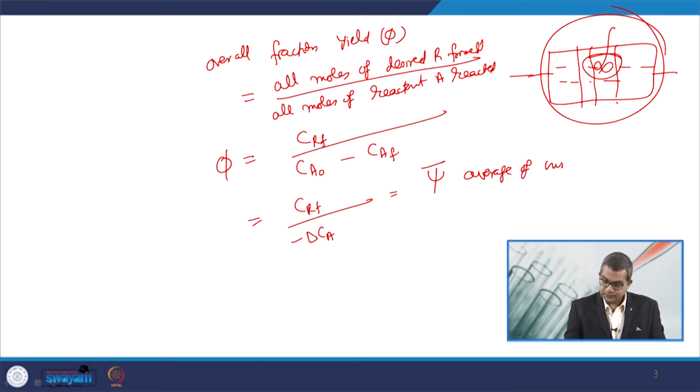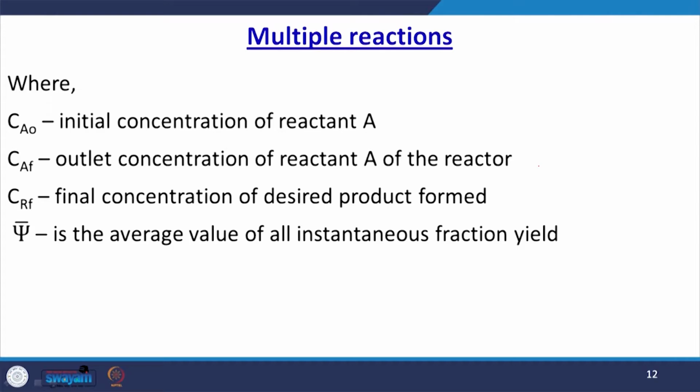and sometimes it may represent the average of instantaneous fractional yield psi. Now, here Ca naught is the initial concentration of reactant A, CAF is the outlet concentration of reactant A of the reactor, CRF is the final concentration of desired product formed, and bar psi is the average value of all instantaneous fractional yield.